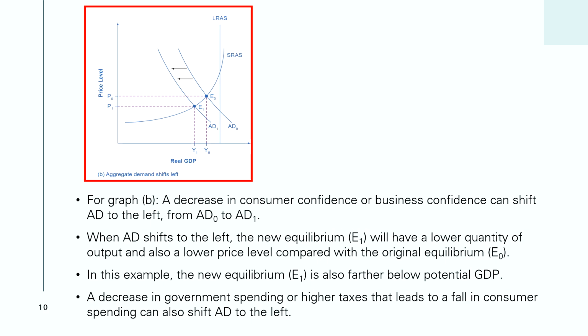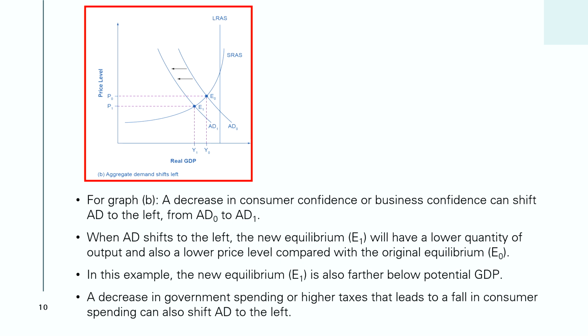In this graph, the opposite situation occurs when consumer or business confidence falls, perhaps because people fear a recession, job loss, or global uncertainty. Spending declines. Consumers postpone major purchases and firms reduce investment in new projects. This reduction in total spending shifts the AD curve leftward from AD0 to AD1.